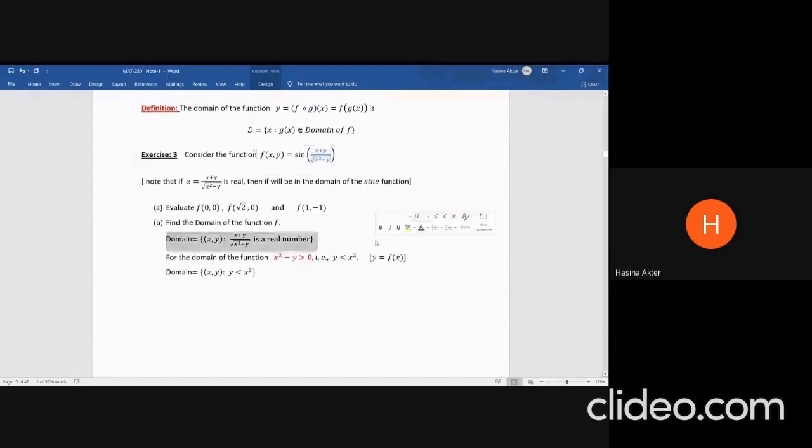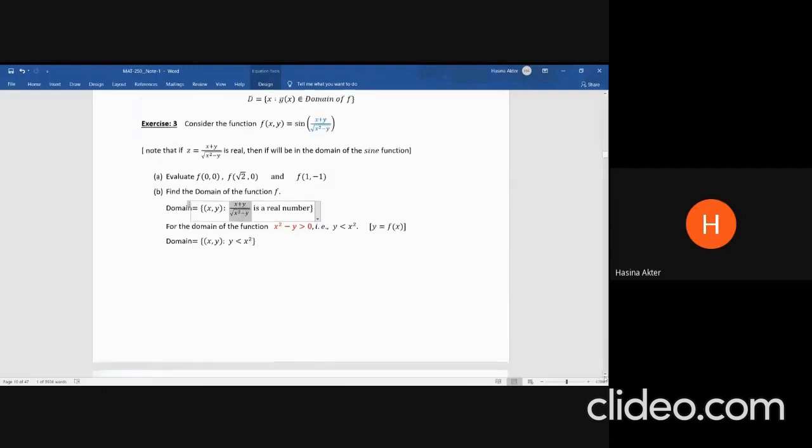See if you understand this. It will be any x comma y so that this fraction is real. If this fraction is real, then definitely this is in the domain of the sine function. Okay, now we will try to make reason when we get it real. Real means it cannot be undefined, real means it cannot be imaginary.